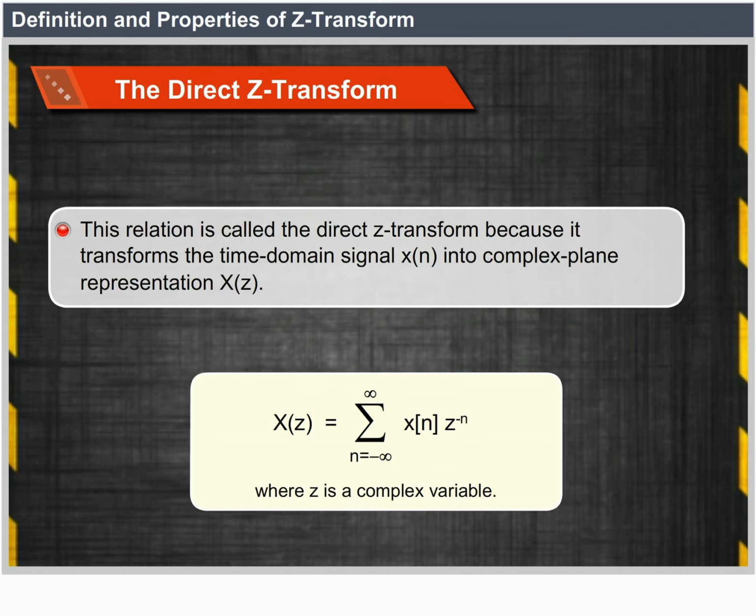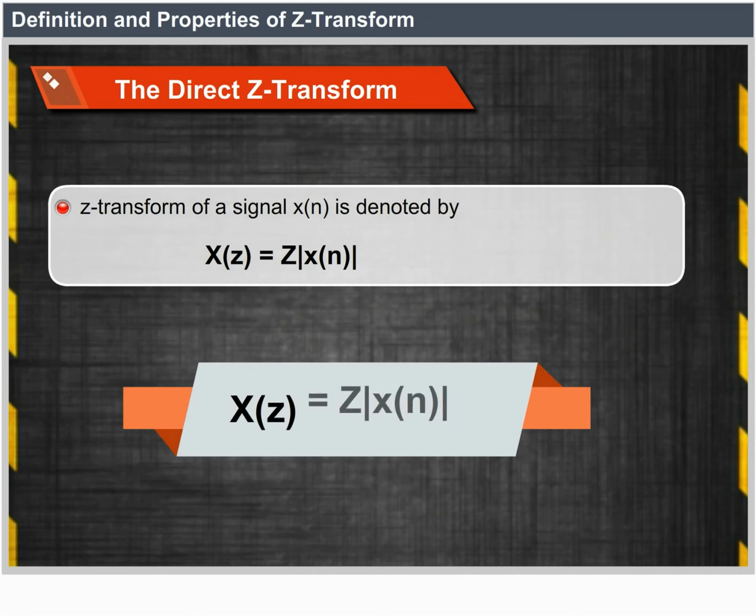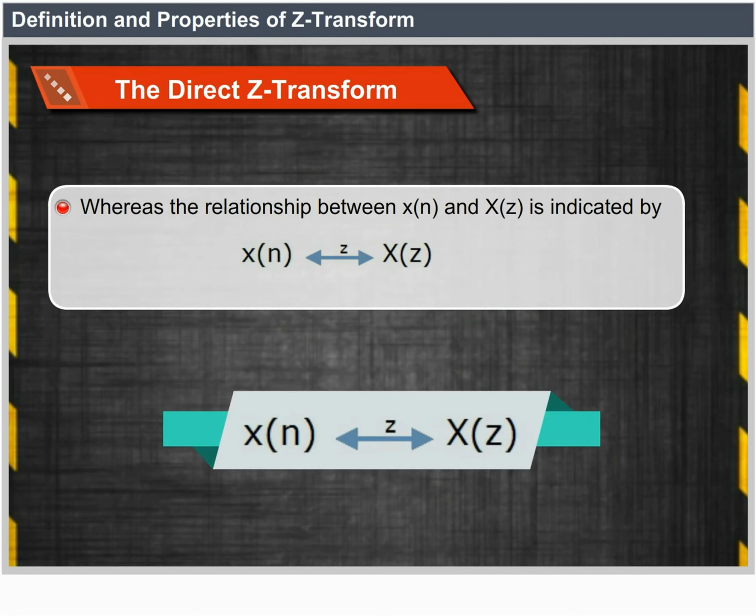This relation is called the direct Z transform because it transforms the time domain signal x of n into its complex plane representation X of z. The Z transform of a signal x of n is denoted by X of z equal to Z of x of n, whereas the relationship between x of n and X of z is indicated by x of n is related to X of z through the Z transform.